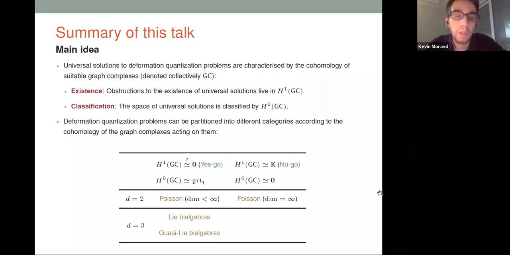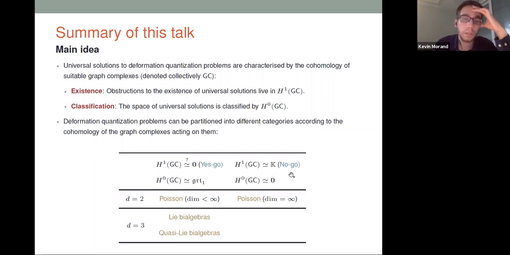The results already available in the literature say that we have two main categories: a yes-go category, I would say, and a no-go category. The yes-go category is one in which everything works fine, in which conjecturally there is no obstruction to the quantization, no obstruction to the existence of universal solutions. Also, the space of universal solutions is classified by the Kontsevich algebra. It means that there will be some action of the Kontsevich group on the space of quantizations. This is the case of Poisson manifolds in finite dimension, and also Lie algebras and their extension known as quasi Lie algebras. So this is somehow a nice category.